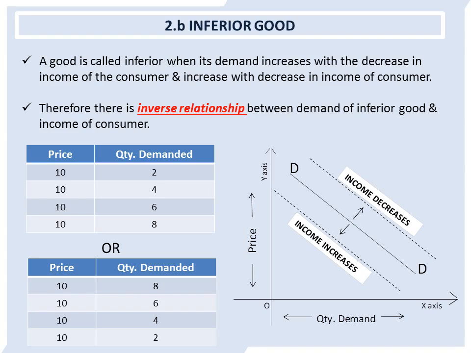Same thing can be shown through the schedule. Price remaining constant, quantity demanded can either increase from 2 to 8 or can decrease from 8 to 2. The same thing can be shown in the diagram. Quantity demanded is taken on x-axis, price on y-axis. The DD is the demand curve, and demand curve moves rightward when income decreases, and DD curve moves leftward when income increases. This is the change between the diagram of inferior good and diagram of normal good.